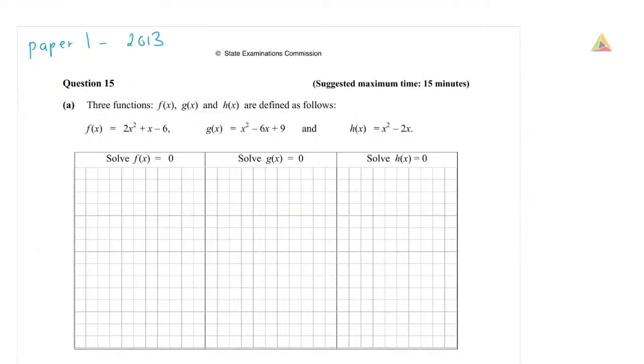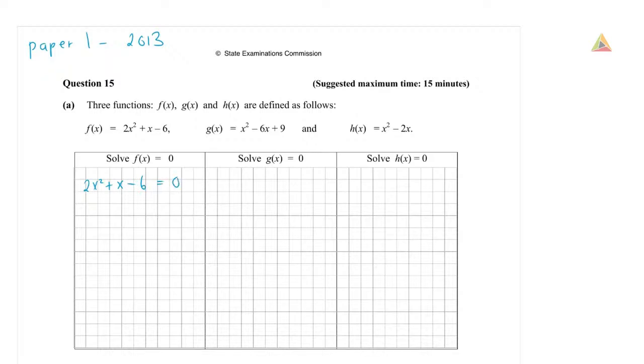Okay, so this question is taken from paper 1, 2013. So three functions, so we have the f of x, the g of x, and the h of x are defined as follows. So the rule for the f of x is 2x squared plus x minus 6. The g of x is x squared minus 6x plus 9. And then finally the h of x is equal to x squared minus 2x. So what we want to do is solve the f of x is equal to 0. So you're letting this equal 0. So we're going to write down, so 2x squared plus x minus 6 equals 0.